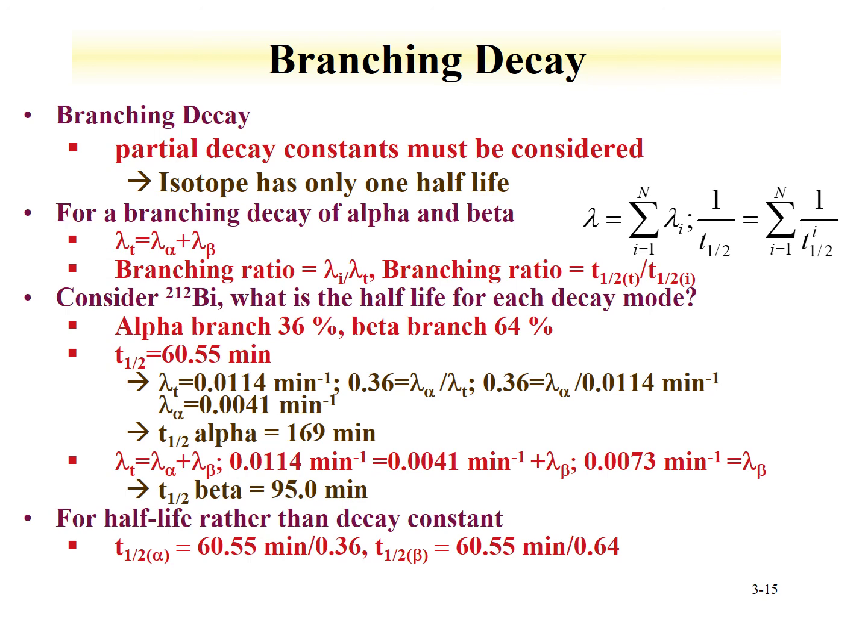We could calculate the half-life directly using this ratio. If I know that the total half-life is 60 minutes, the alpha half-life is equal to the total half-life divided by the branching ratio. Same thing for the beta: total half-life divided by the branching ratio. So in this way, if you're given a total half-life and a partial decay constant or partial half-life, you could calculate the branching ratio, or you can calculate the decay constants and the half-lives from the branching ratio.